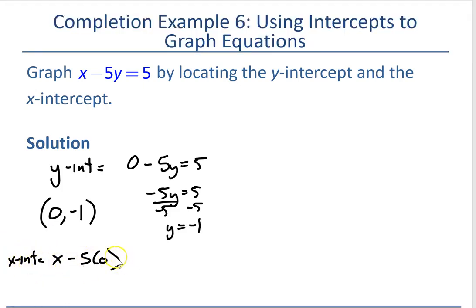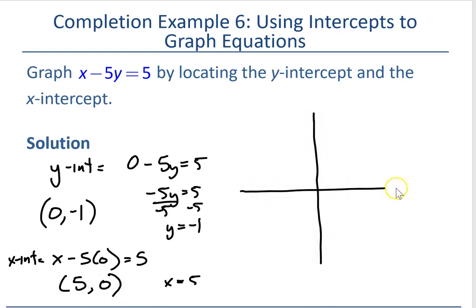X-intercept. So x minus 5 times 0 equals 5. Well, notice 5 times 0 is just 0, so you're going to get x equals 5. Well, one of your other points could be 5, 0. So let's come in here, and I'm just going to draw an easy little graph here. So one of my points, my y-intercept, is going to be at 0, -1.